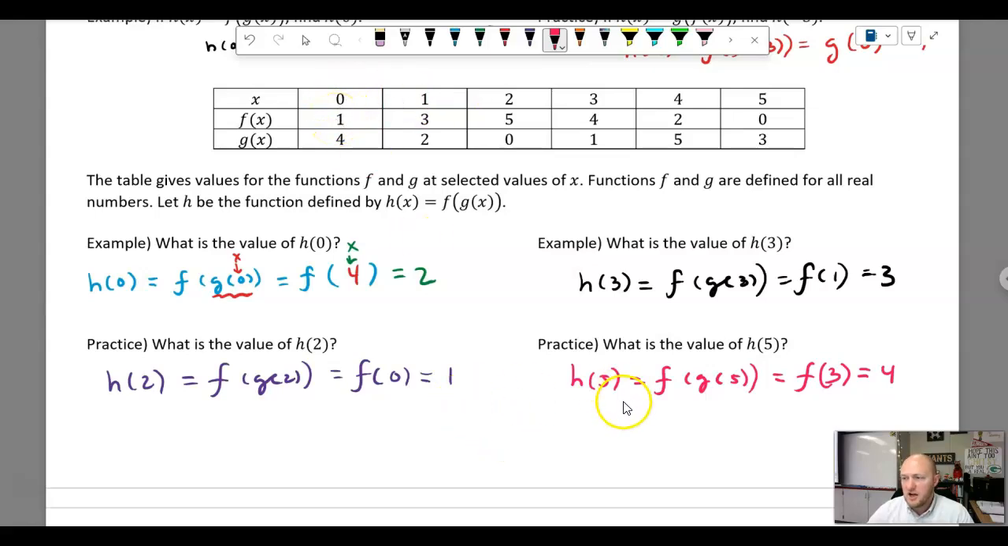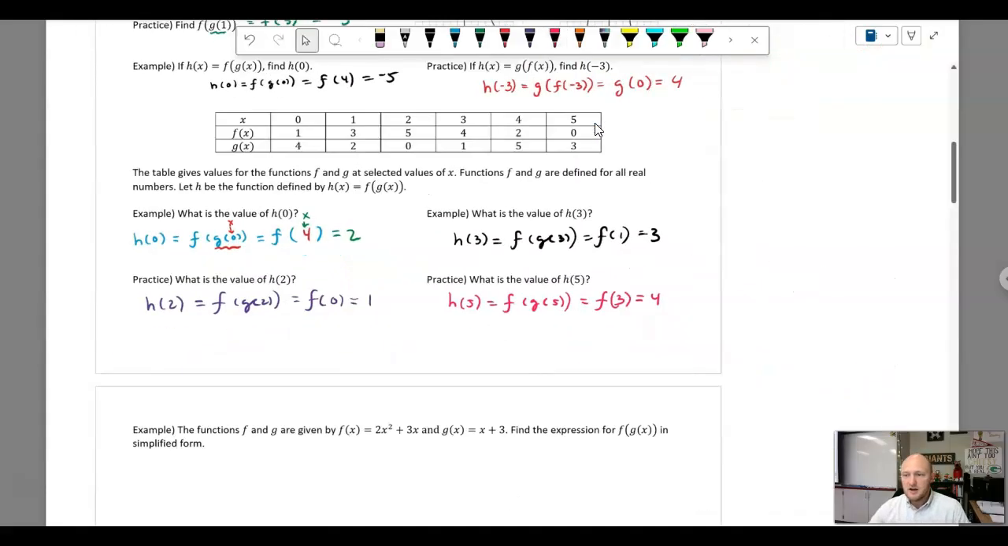Answer is 1. H of 5, f of g of 5. G of 5 gives us 3. I go to 5, get the g value, which is 3. Then I want f of 3. So I go to the x value, that's 3, and the f value is 4. Answer is 4. Okay, there you go.